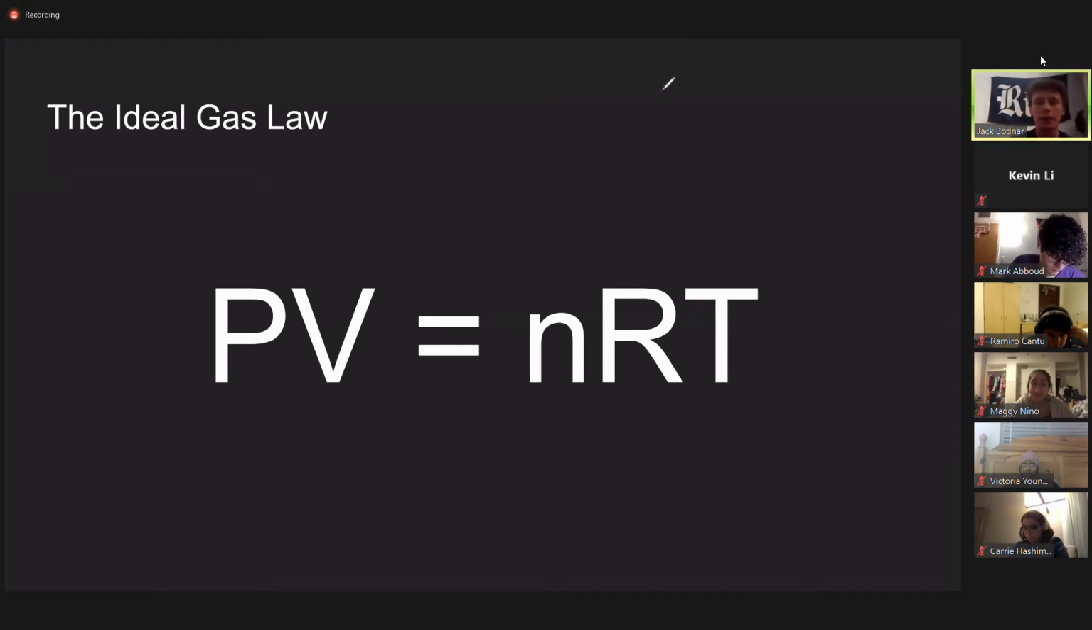And here's our ideal gas law. Hopefully you guys have this memorized by now.